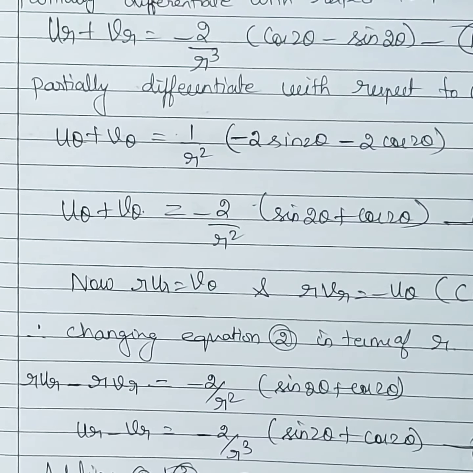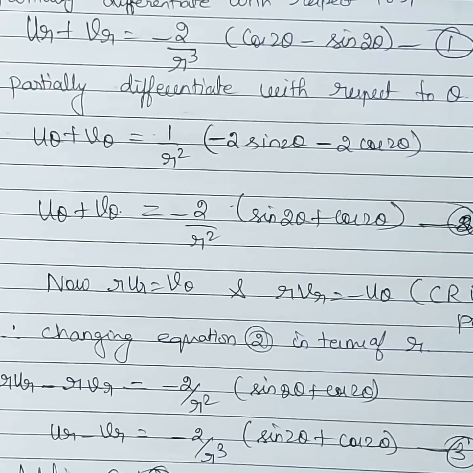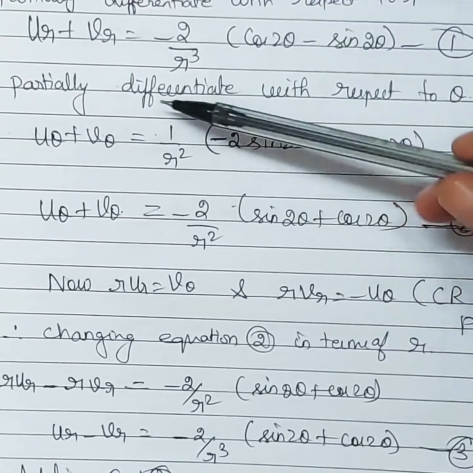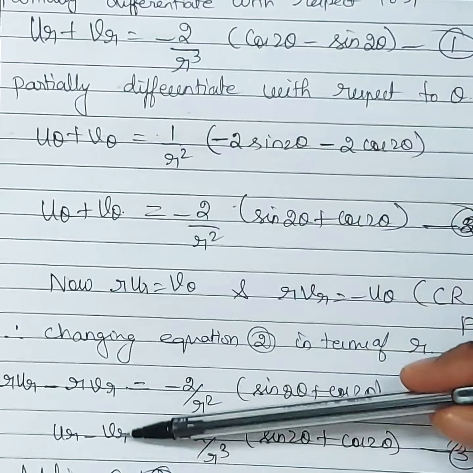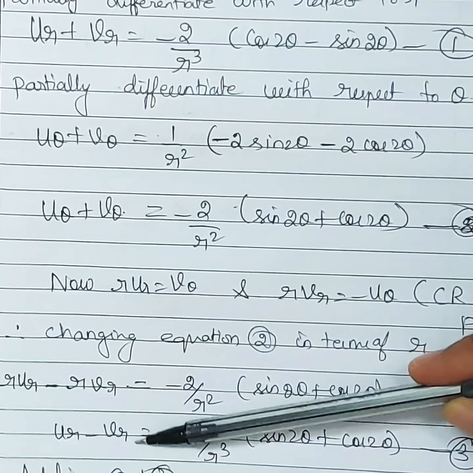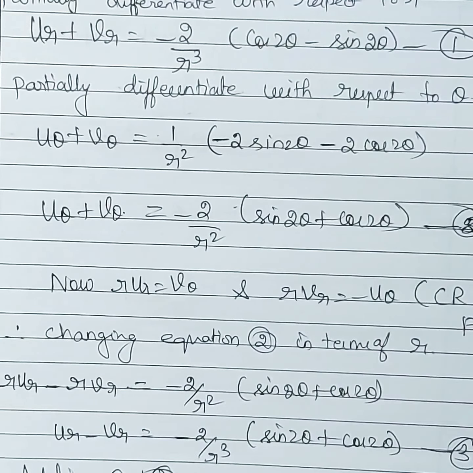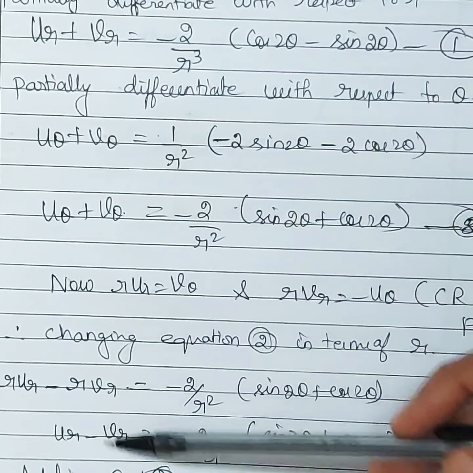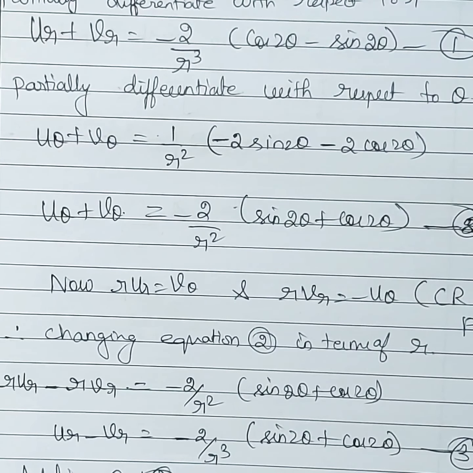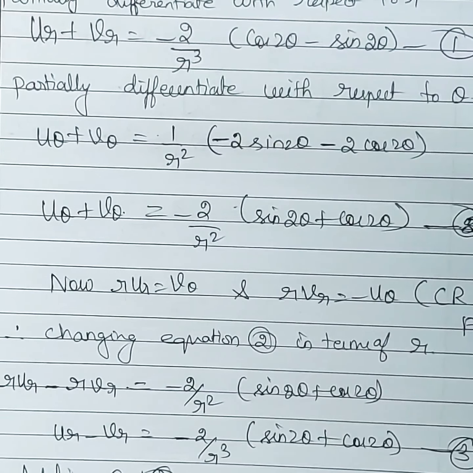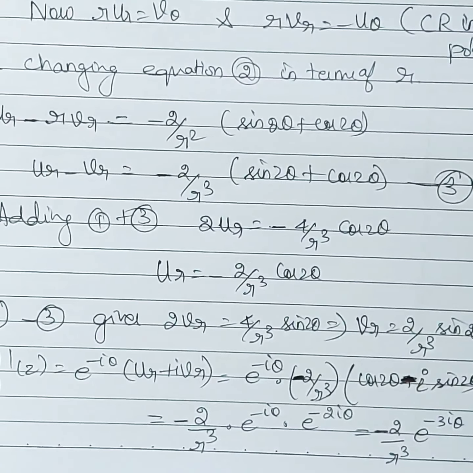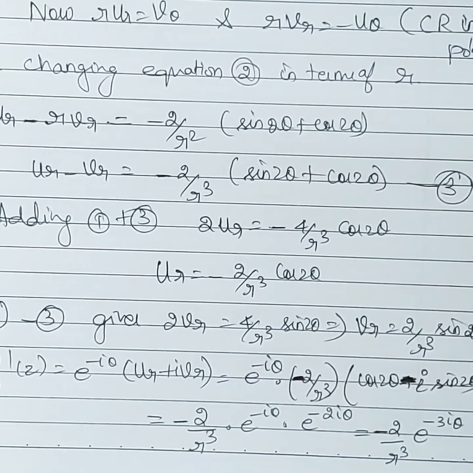So equations 1 and 3, what do we have to do? This is plus v_r and this is minus v_r. If I add equations 1 and 3, v_r will get cancelled and I will get u_r. If I subtract 1 minus 3, I will get v_r. Once you get u_r and v_r, it's easy to substitute in the formula for f dash of z. Please try to write down these two equations together and solve them.